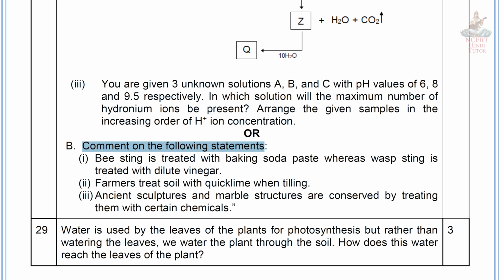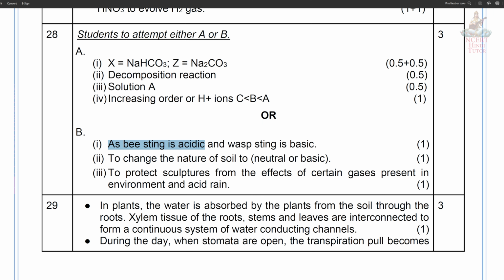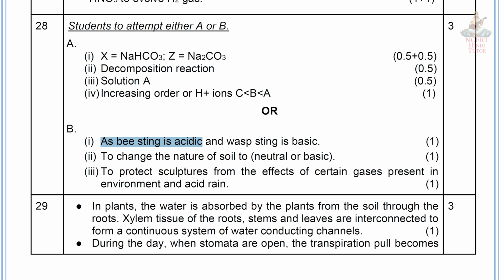B. Comment on the following statements. First, bee sting is treated with baking soda paste, whereas wasp sting is treated with dilute vinegar. Answer: as bee sting is acidic and wasp sting is basic.